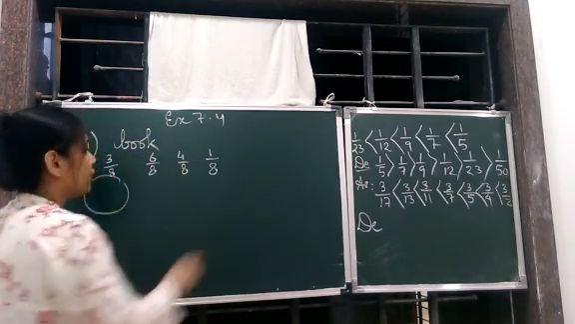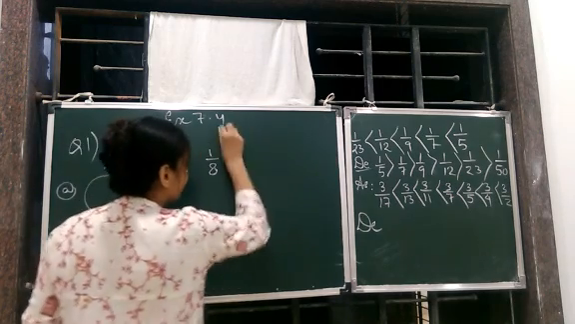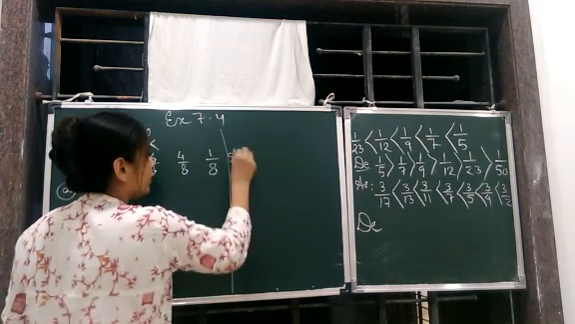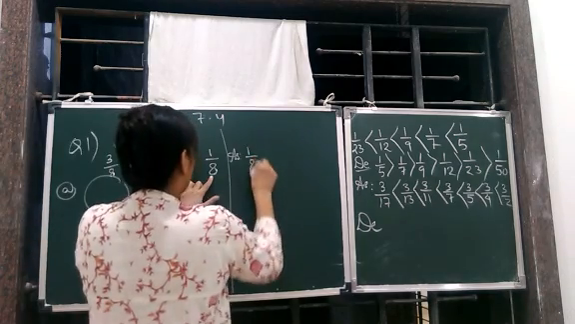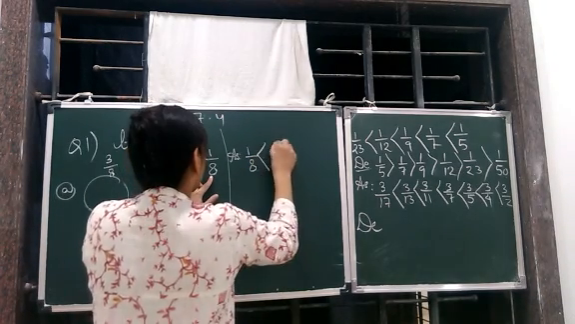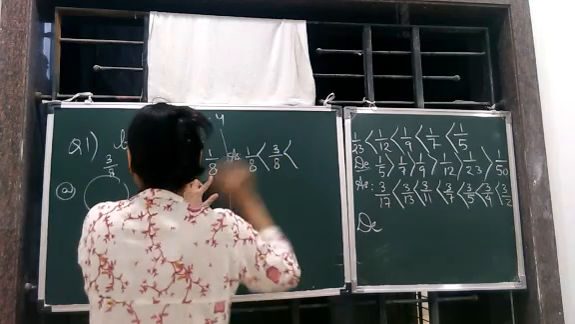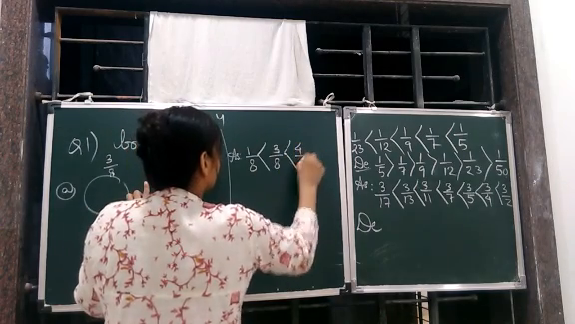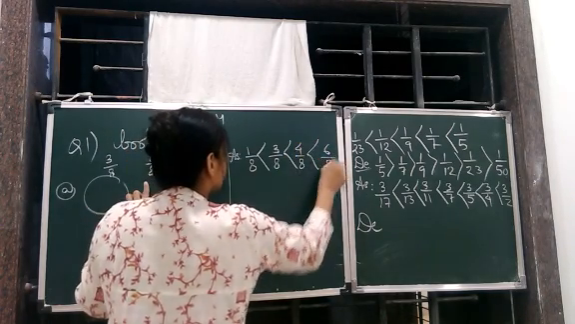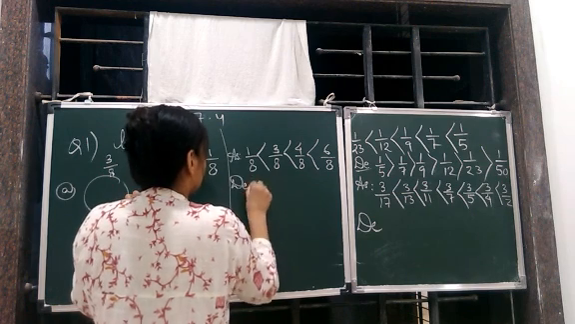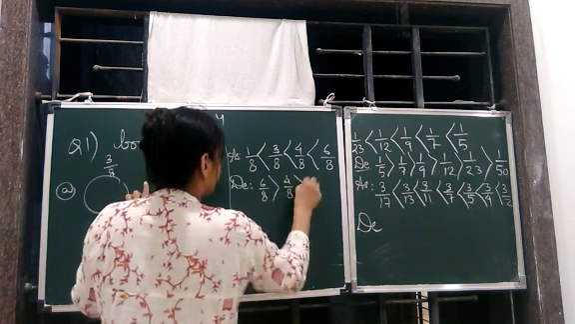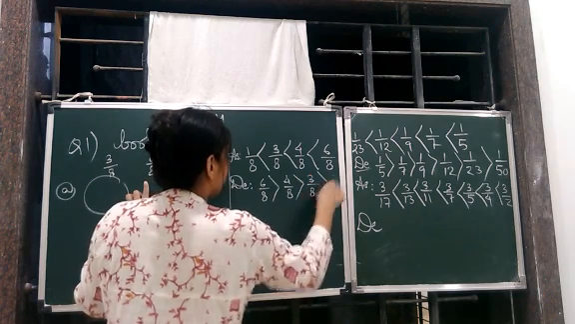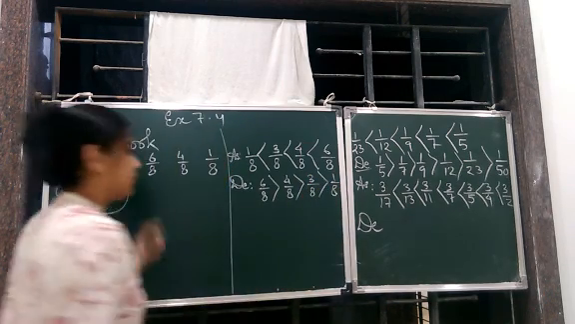So we are doing the ascending order. At the side there is place, so there only you can write. First the smallest is 1 by 8, then 3 by 8, then 4 by 8, 6 by 8. Then comes descending: 6 by 8, 4 by 8, 3 by 8, 1 by 8.